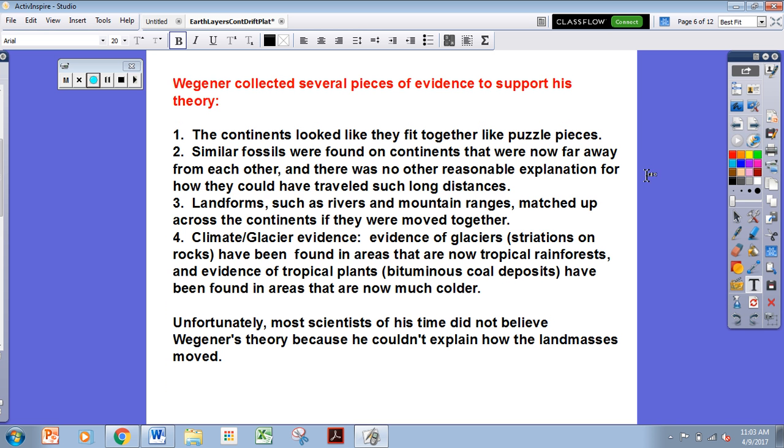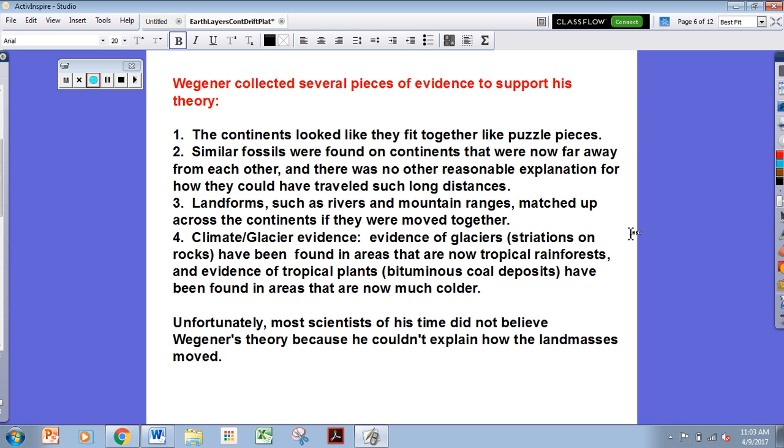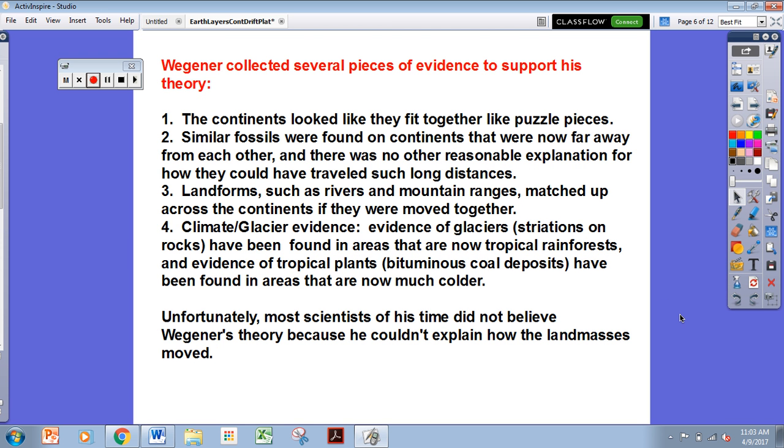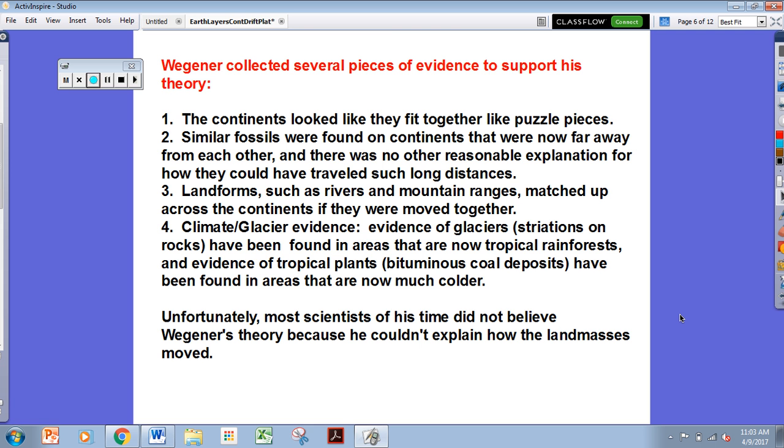Now, he had lots of information that he gathered to support his idea. Things like the fact that the continents looked like they all fit together, like puzzle pieces. That similar fossils were found on continents that were now far away, like Mesosaurus and Glossopteris. And there's no other reasonable explanation for how they could have traveled such long distances.